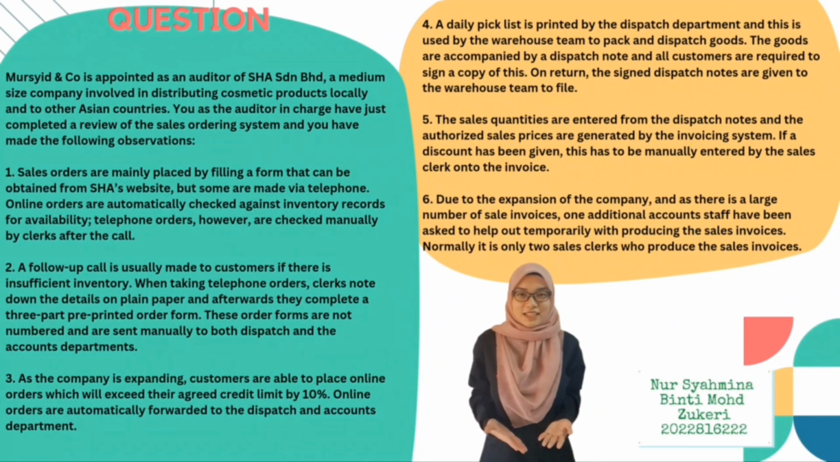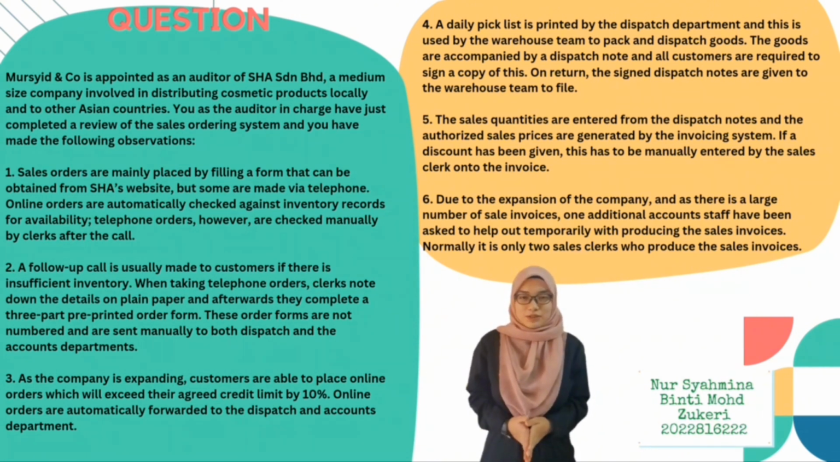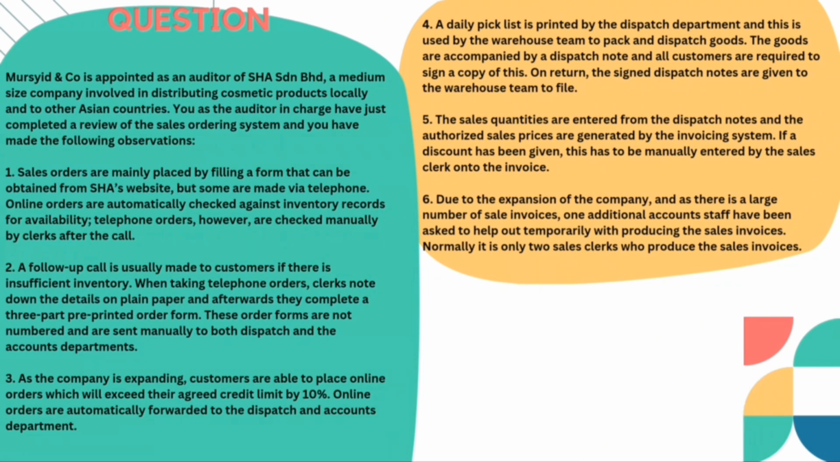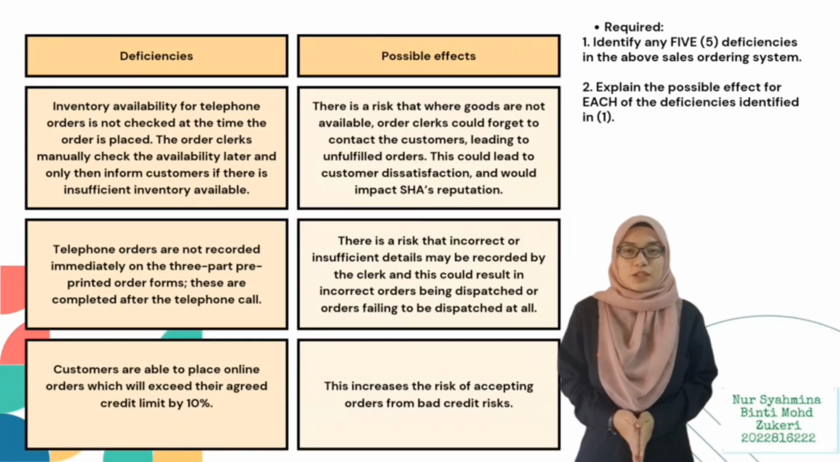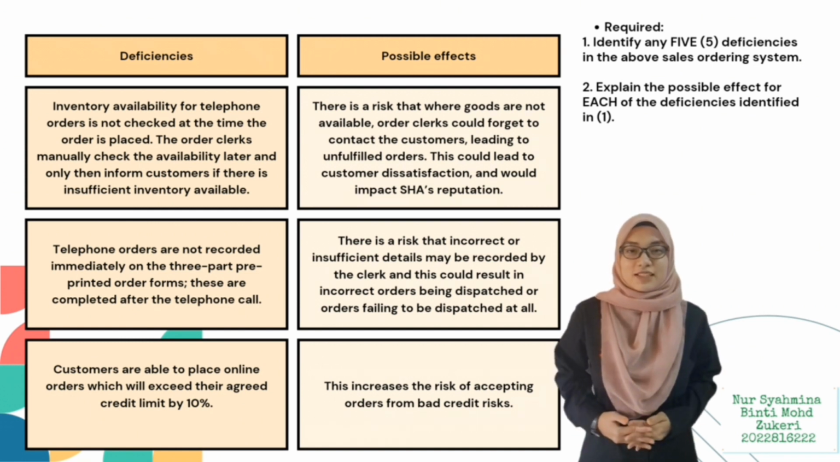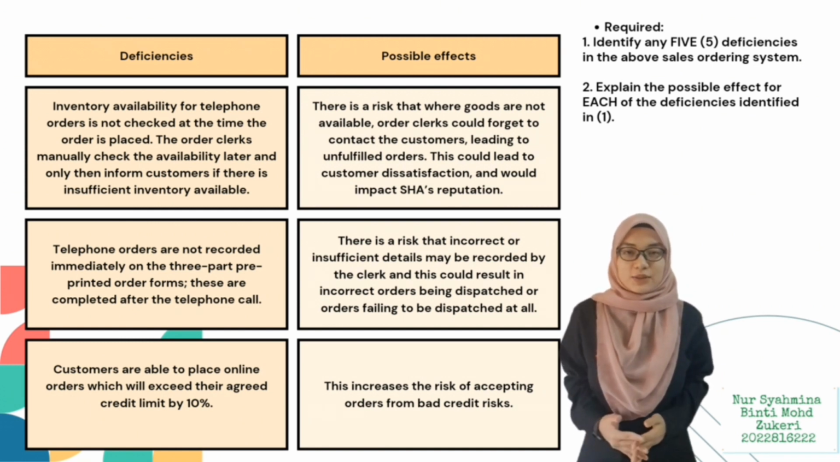For better understanding, let's take a look at an example question. This question is from the past year, July 2023. Now, let's move on to the question. Question 1 is to find the 5 deficiencies in the sales ordering system, and question 2 is the possible effects of the deficiencies. For easy understanding, I will show the answers in table form.